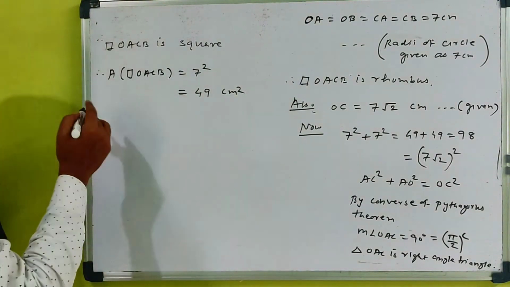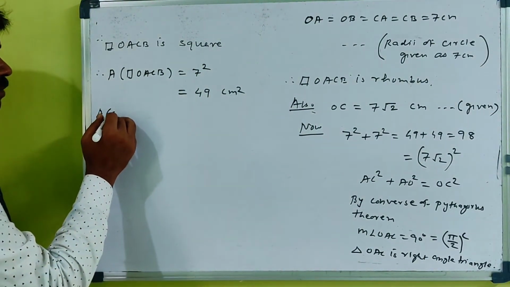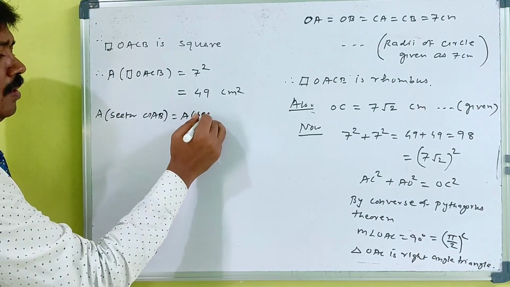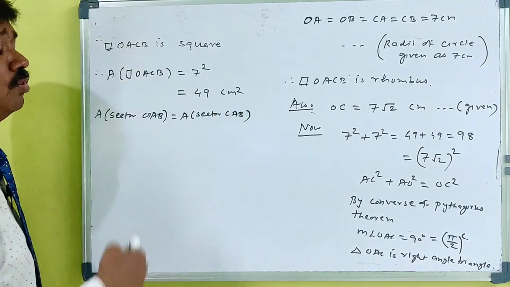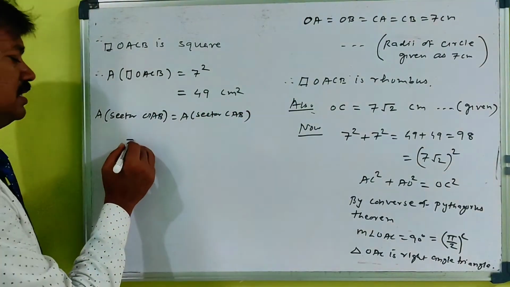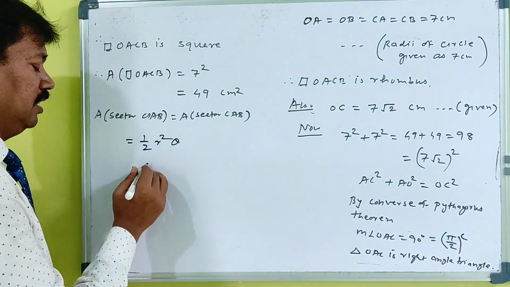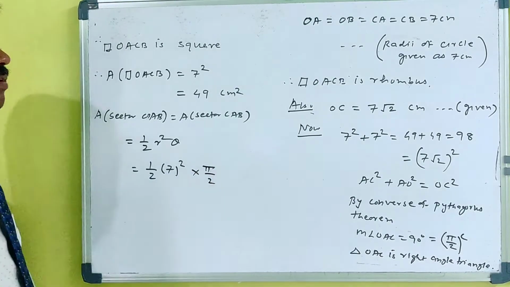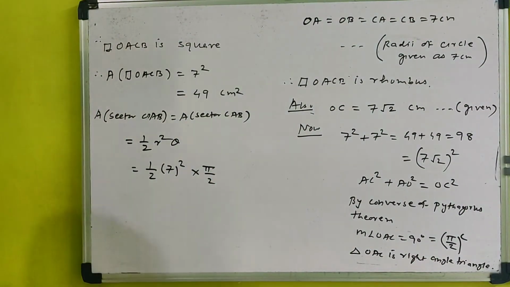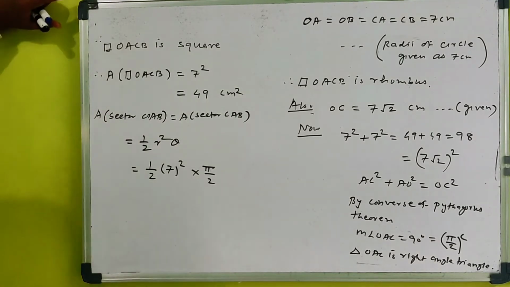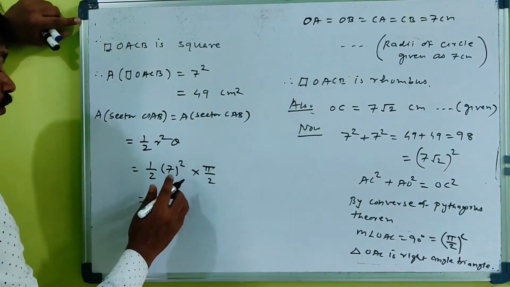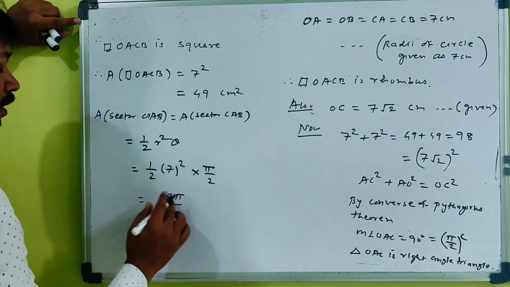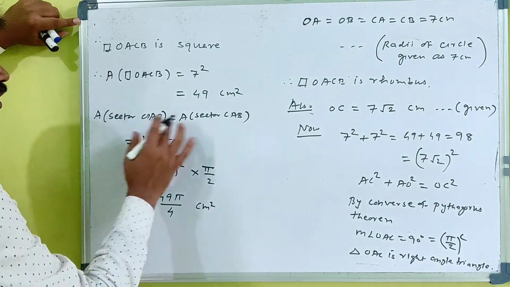Very simple. And now, area of sector OAB and area of sector CAB, both are equal. दोनों equal हैं. That is equal to half r square theta. इधर r का value 7 दिया है and theta one angle is just calculated. तो एक angle जो हमको मिला है which is nothing but pi by 2. So it's 49 pi divided by 4. This is the area of one of the sector.